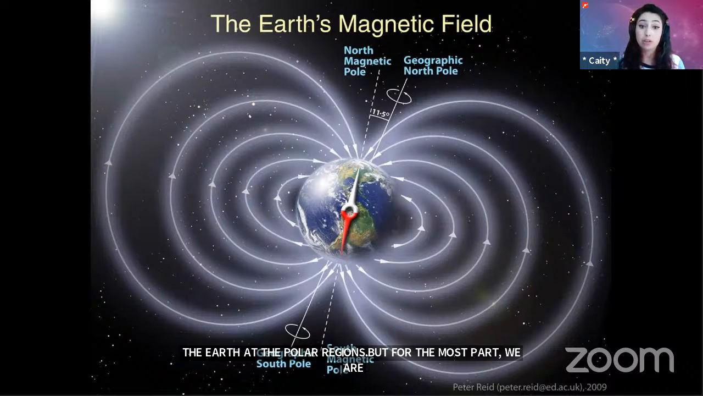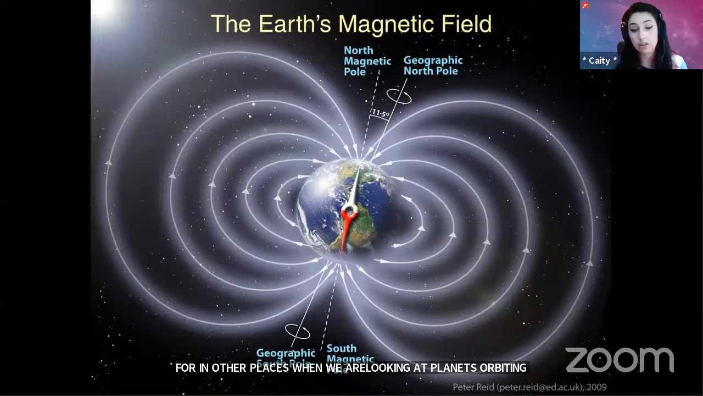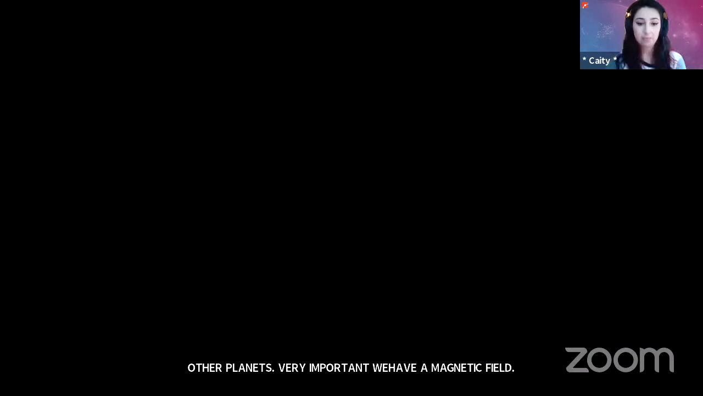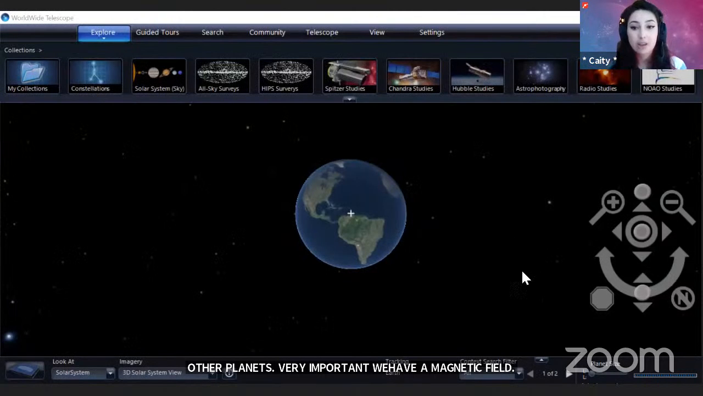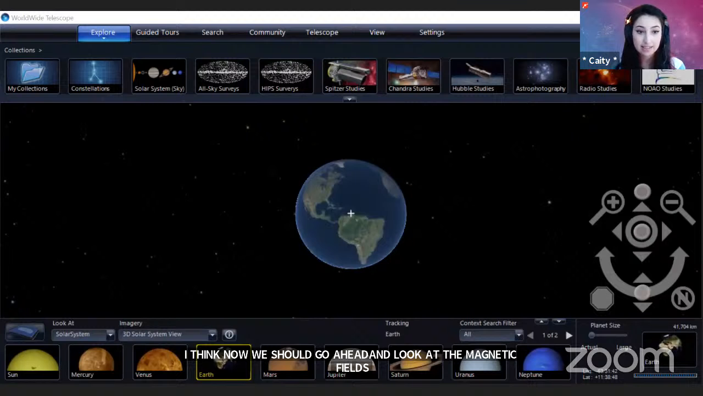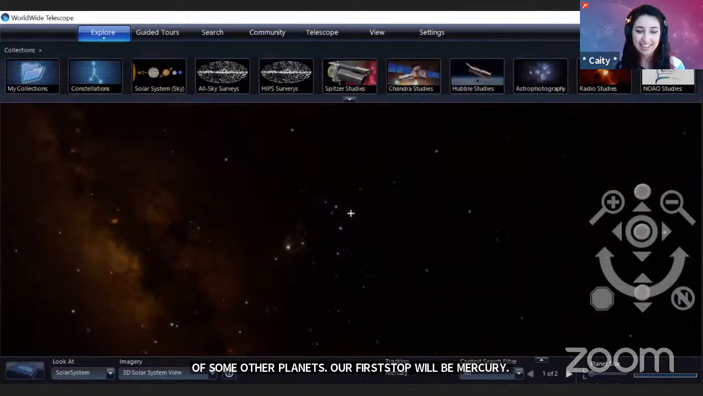And it's something that we're looking for in other places when we're looking at planets orbiting around other stars. This will be a big factor in determining whether or not life as we know it could exist on one of these other planets. So very important that we have a magnetic field, but I think now we should go ahead and look at the magnetic fields of some other planets. So our first stop will be Mercury. So that's the closest planet to the sun. We don't get to travel to it very often, so this is pretty exciting.